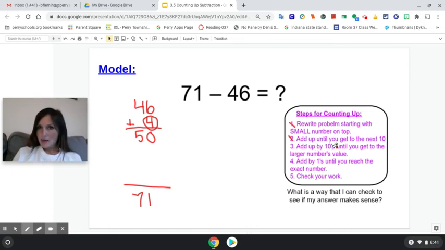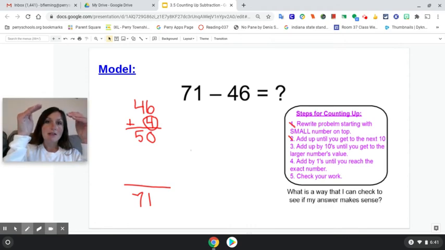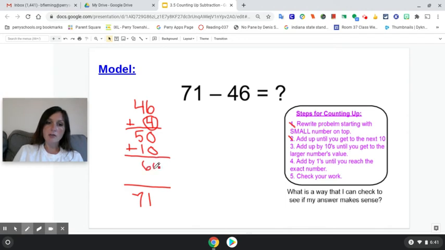It says add up by tens until you get to the larger number's value. So what that means is I'm at 50. Now I have to make it down to 71. So I'm going to keep counting by tens until I get to the number that would round to 71. So 71 is close to 70, so I'm trying to get to 70. I can do 50 plus 10, which is going to give me 60. And then I'm going to circle that 10 because I said I'm going to need all the ones I add at the end.